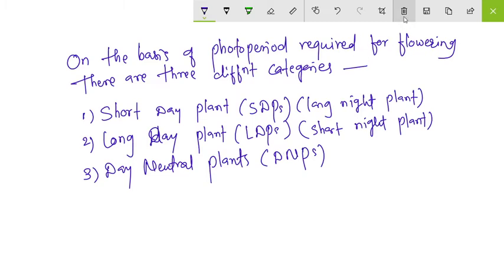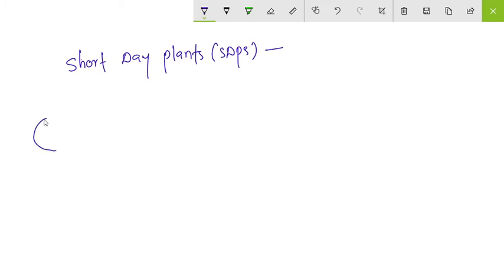Short day plants, or SDPs, show some important characters. So what are those characters? First of all, we will draw one figure. Suppose it is a complete day of 24 hours. So here the 24, 18 hour, 12 hour and the 6 hour.